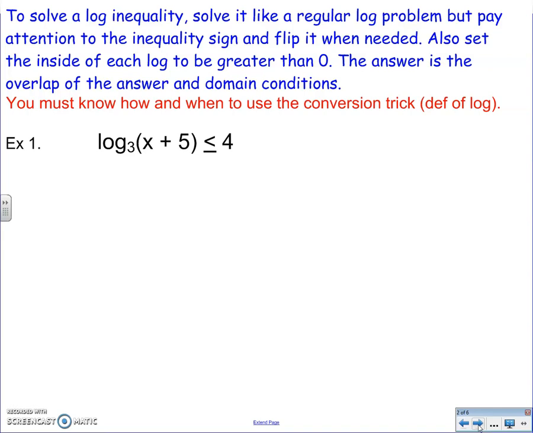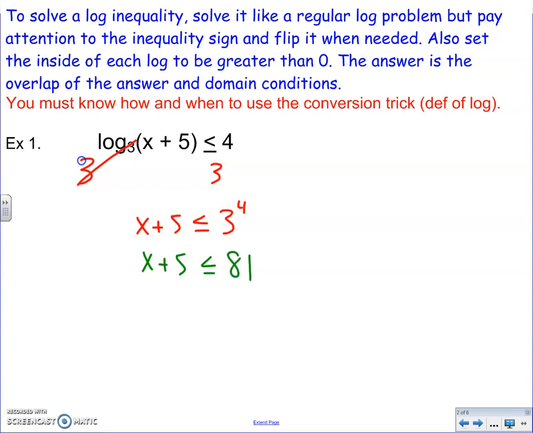Here's the first problem. Log base 3 of x plus 5 is less than or equal to 4. Because I have one thing on both sides, I can go straight ahead and do base 3 both sides. 3 to the exponent log base 3 cancel out. This is just x plus 5. And on the right side, we have 3 to the 4th power. Now you do need to change 3 to the 4th power. 3 times 3 is 9, times 3 is 27, times 3 is 81.